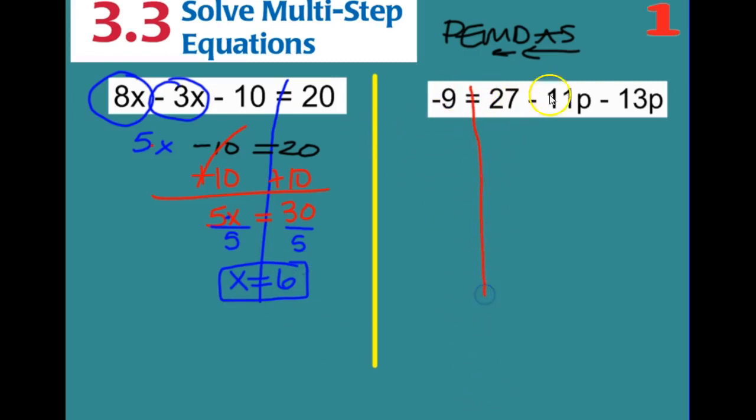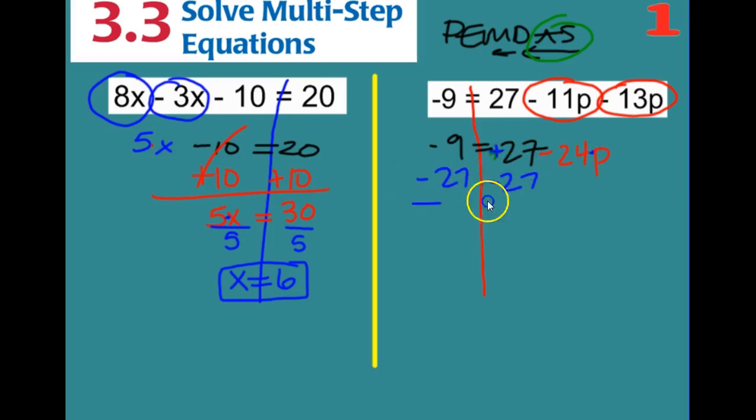Next, same thing. We have two like terms on this side we can combine, negative 11p and negative 13p. They're all negative, so you're really adding them up. That should give you a negative 24p. And then write the rest of the equation, negative 9, and then we have a 27. If we're undoing addition and subtraction first, this 27 is really added. We can't get rid of that negative 24 because that's really multiplied. So the opposite of a positive 27 would be negative 27.